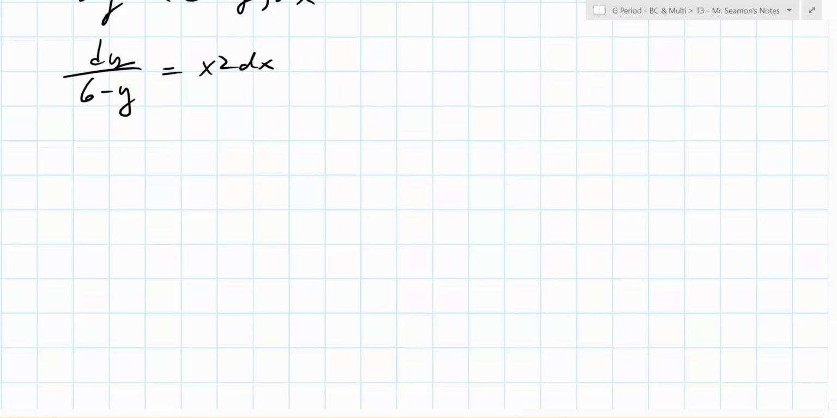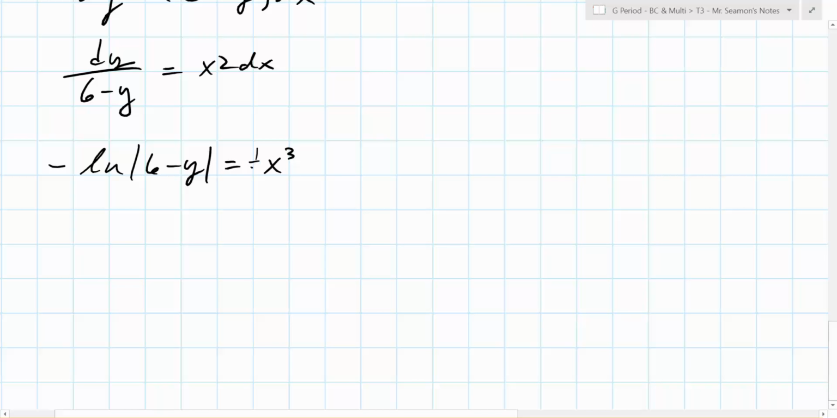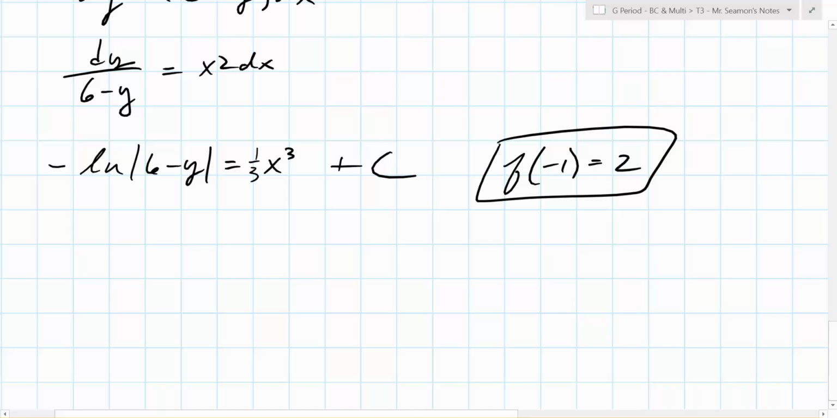And then what can you do to both sides? Integrate. So it's going to be ln of what? Negative ln of this, right? Equals 1/3 x cubed, all plus c, right? Do you have to isolate y before you find the constant? No, you don't. We know that f of negative 1 is what? 2, right? So what can we do right now? Plug in negative 1, 2.